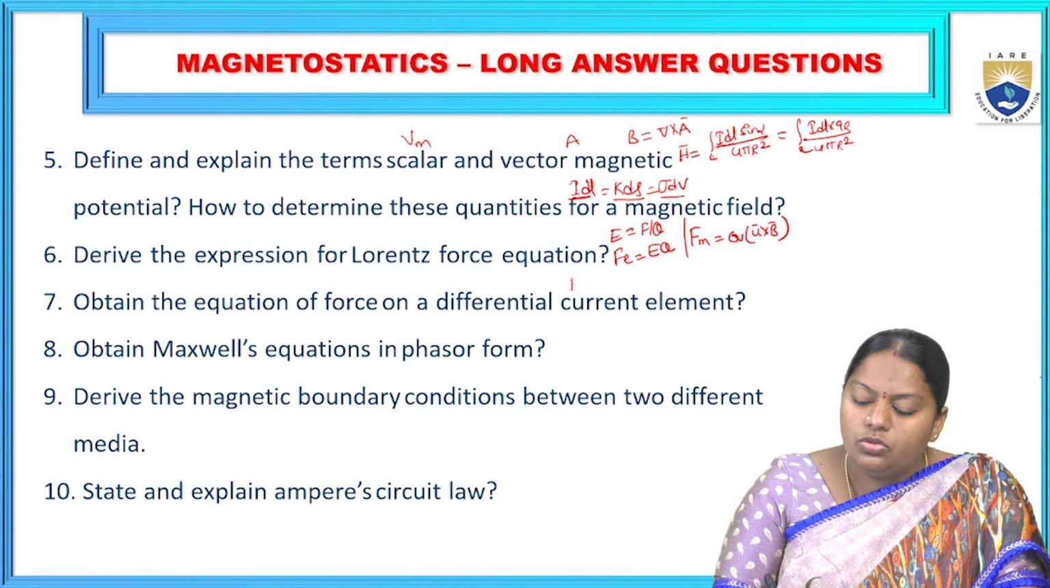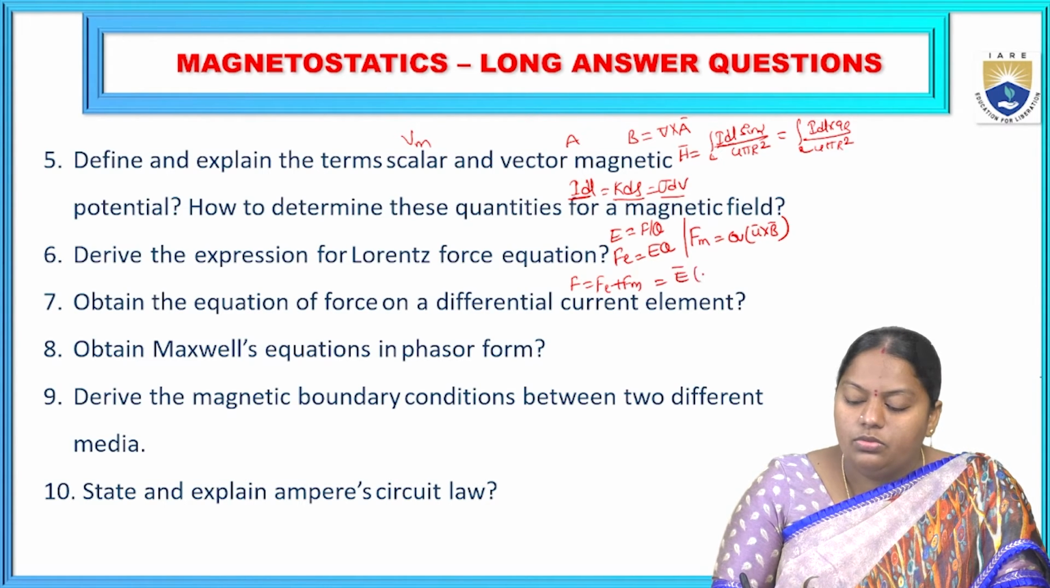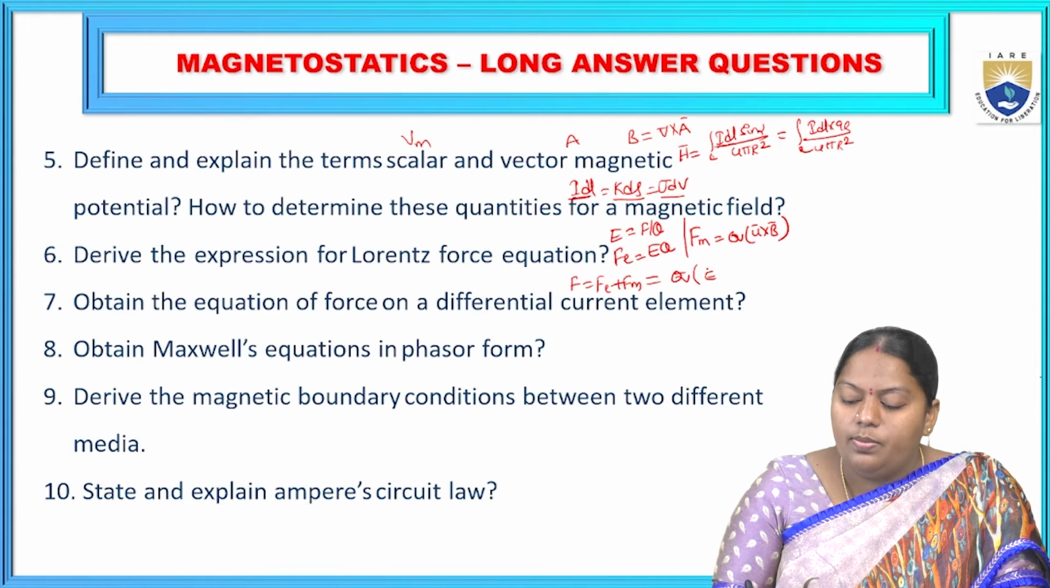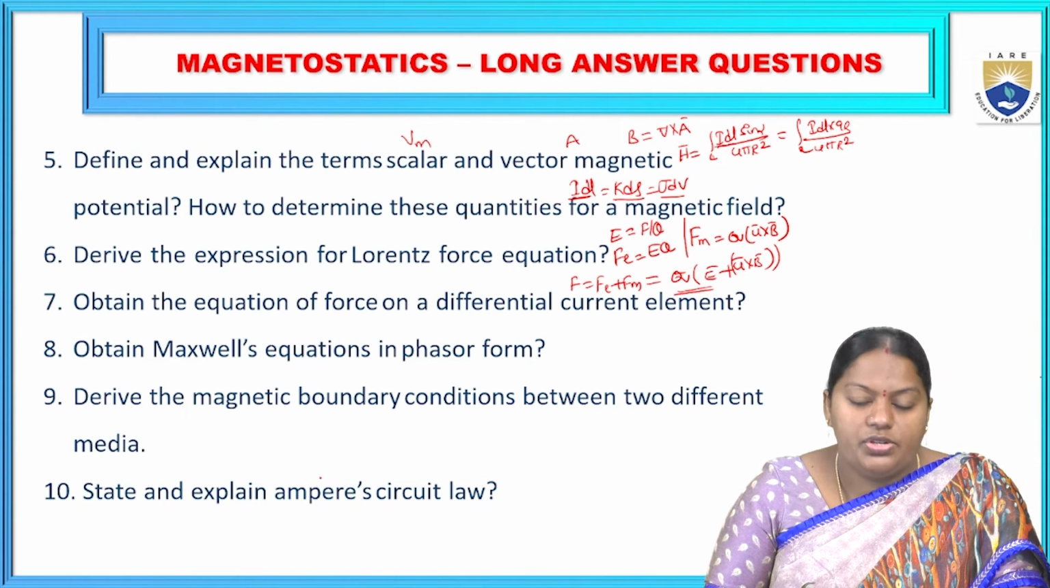By combining these two, F is equal to F_e plus F_m, that is, F equal to Q into (E̅ plus U̅ cross B̅). This equation is said to be the Lorentz force equation.